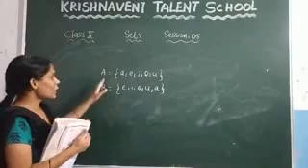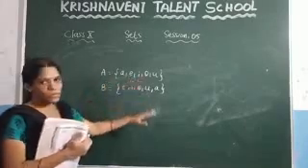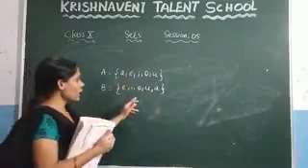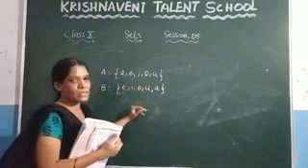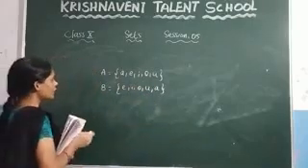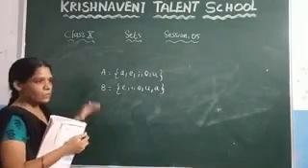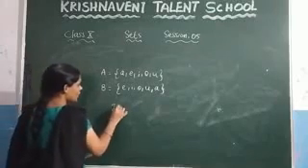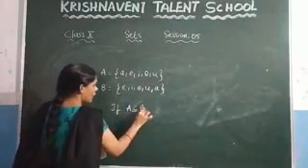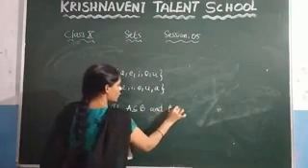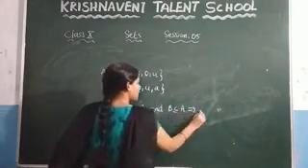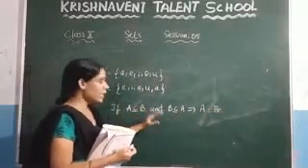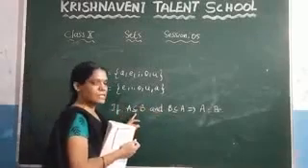Here you can observe that in the set A, you have the elements A, E, I, O, U. The same elements are present in the set B, which is E, I, O, U, A. You can observe that the same elements are present in both A and B. So we can say that A and B are equal sets. Similarly, when do we say A and B are equal sets? Here one condition is there. If A is a subset of B and B is a subset of A, then we can say that A is equal to B.